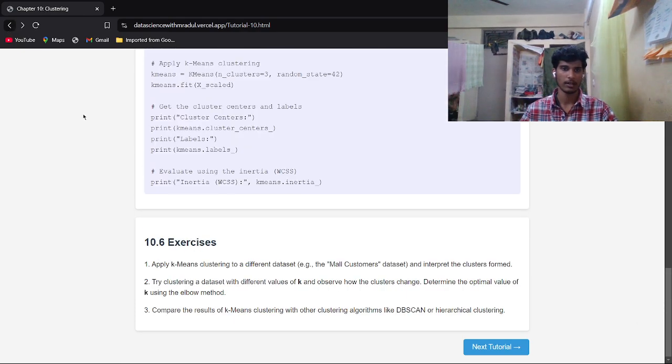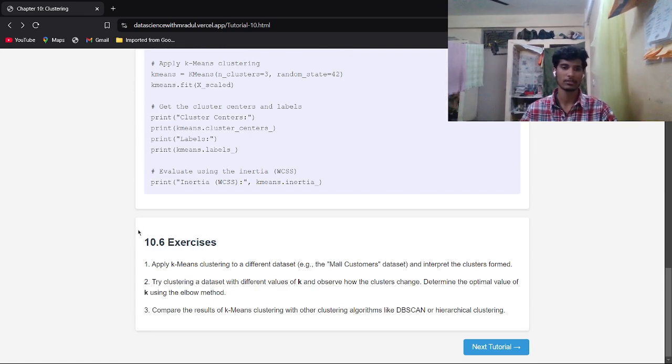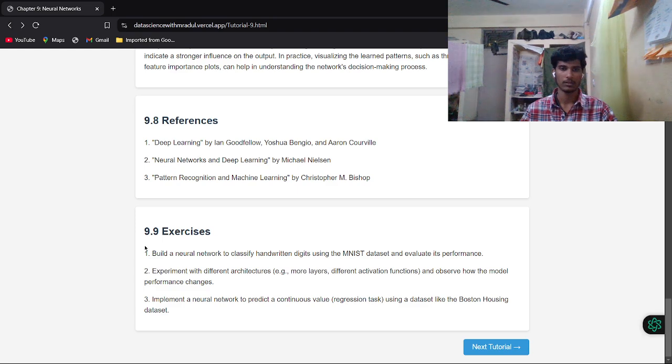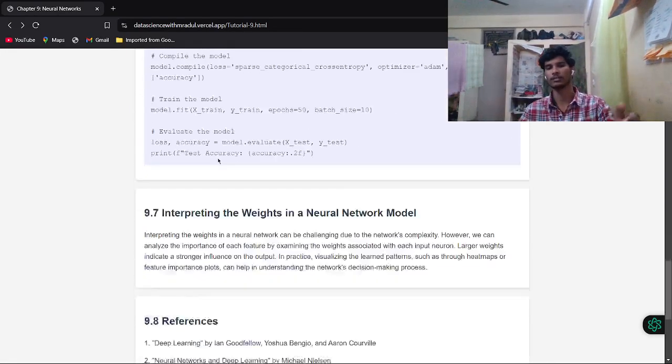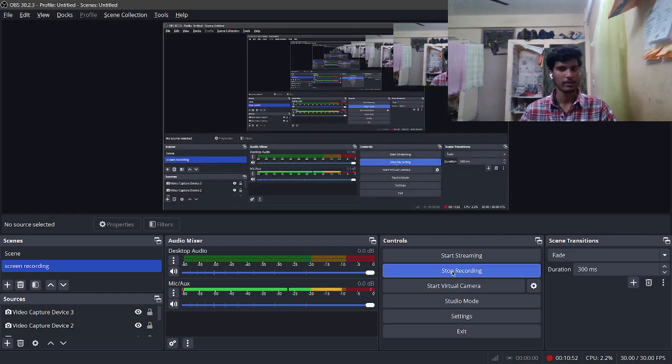As we are done with this much of clustering, I want you to perform these exercises, and also the exercises regarding the neural networks which I taught you last. So we'll meet in the next part.